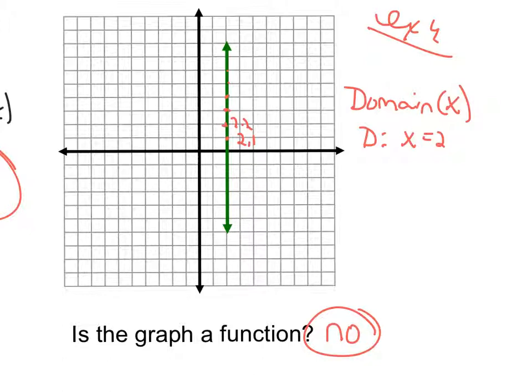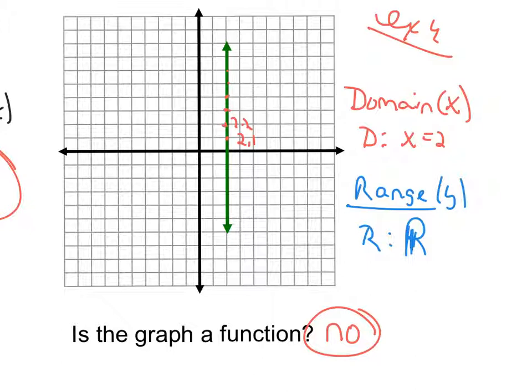Now if you want to find the range, the range is all of your y values. That means the values of y up and down this line. So what can the range be? Well, you have arrows on either end. So the range is going to be equal to all real numbers, because it goes on and on forever, up and down. That is a horrible looking R, but that's the range. All real numbers.